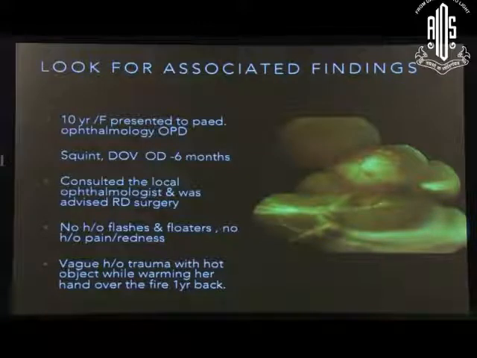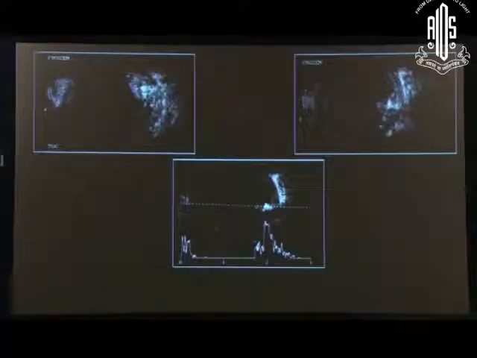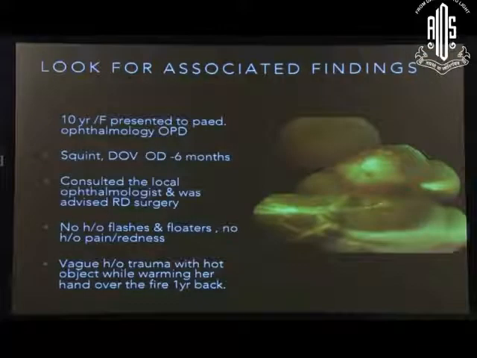And it's important to look for associated findings. Things may not always be what they seem. This child who presented with a history of decreased vision in the right eye of about 6 months duration was advised RD surgery. No specific history except some vague history of trauma in the right eye. We did an ultrasound to characterize this little mass lesion above the optic disc.